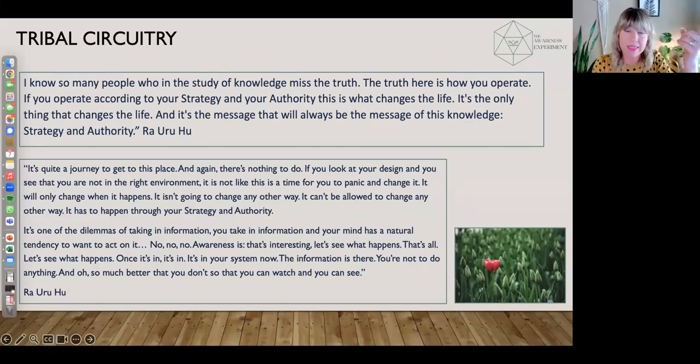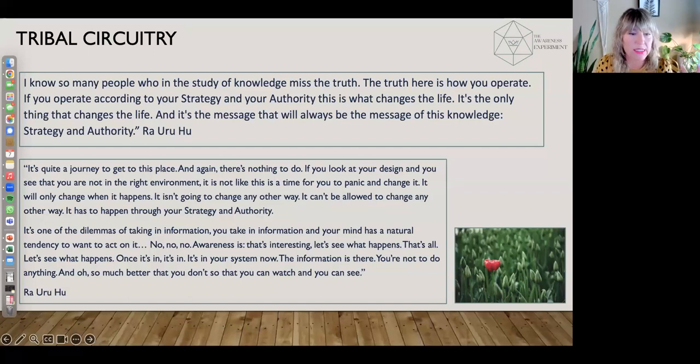If we use our mind to get out of stuff or to do things that are outside of that, then it's just continuing to create that not self situation. And we can feel that. It's one of the dilemmas of taking in information. You take in information, your mind has a natural tendency to want to act on it. No, no, no. Awareness is, that's interesting. Let's see what happens. That's all. Tribal circuitry, interesting. We'll see what happens. See what awareness comes in.